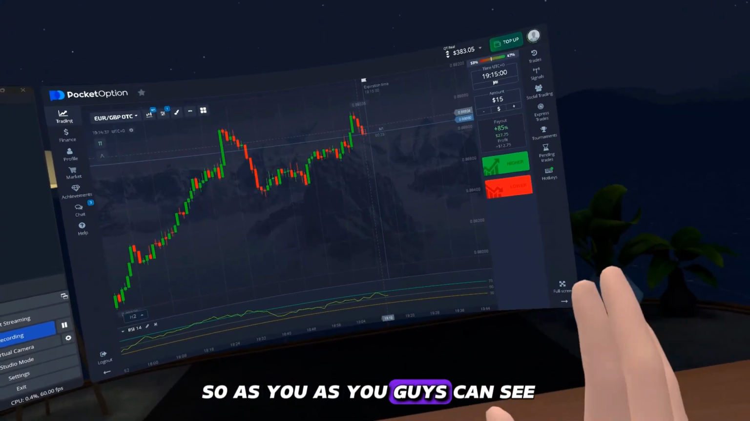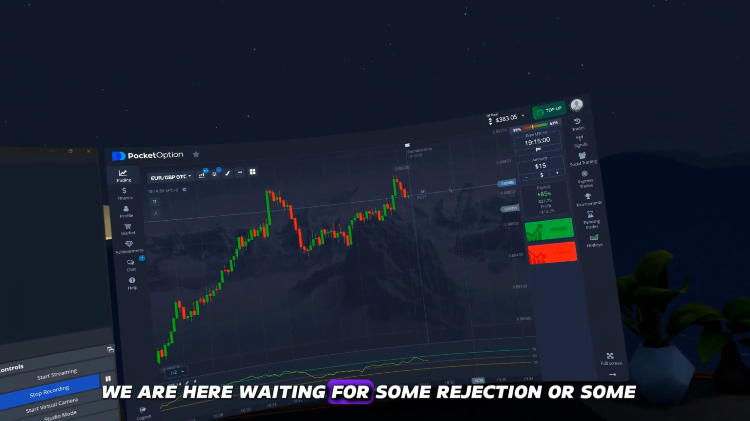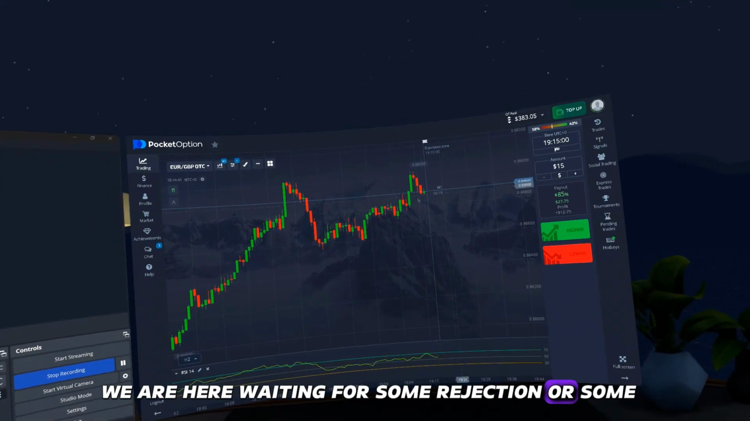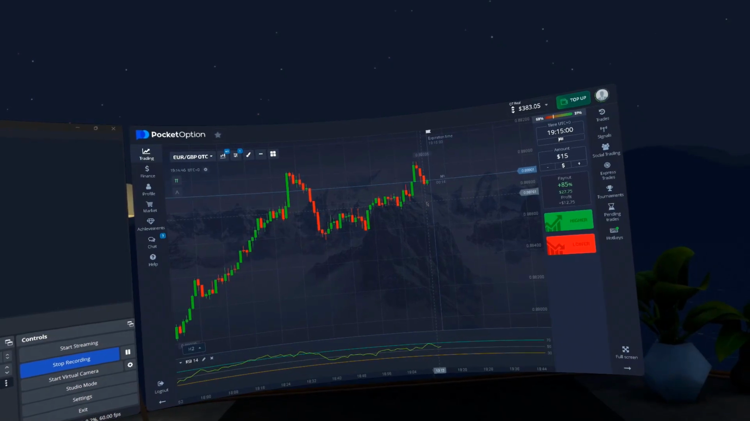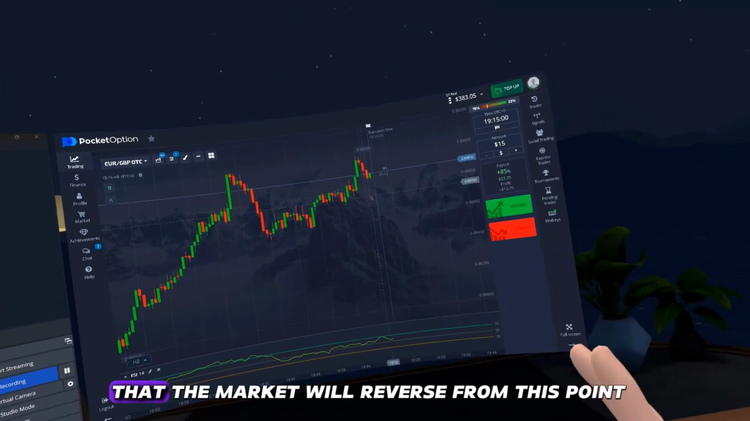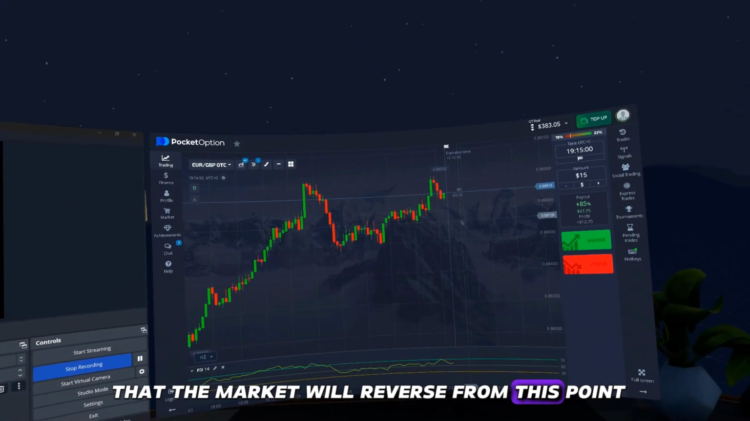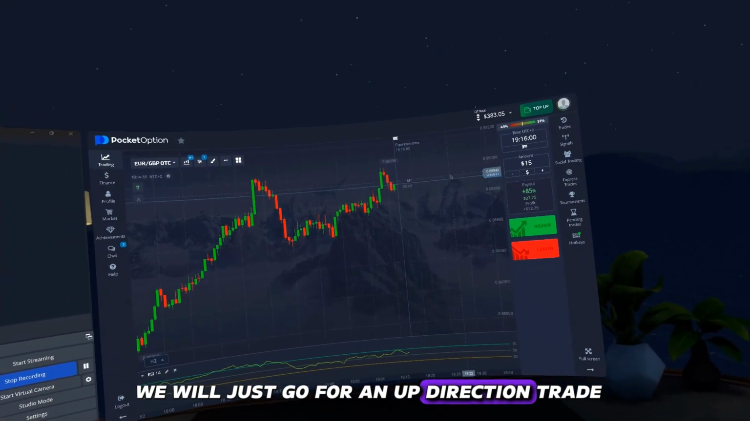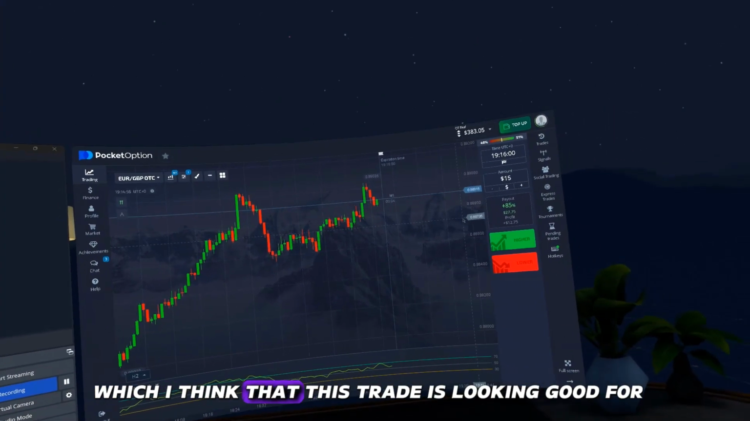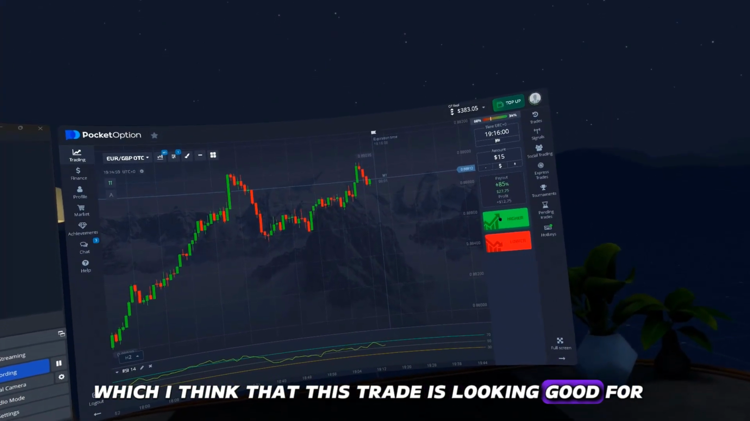So as you guys can see, we are here waiting for some rejection or some sign that the market will reverse from this point. If the market reverses from this point, we will just go for an up direction trade, which I think this trade is looking good for.